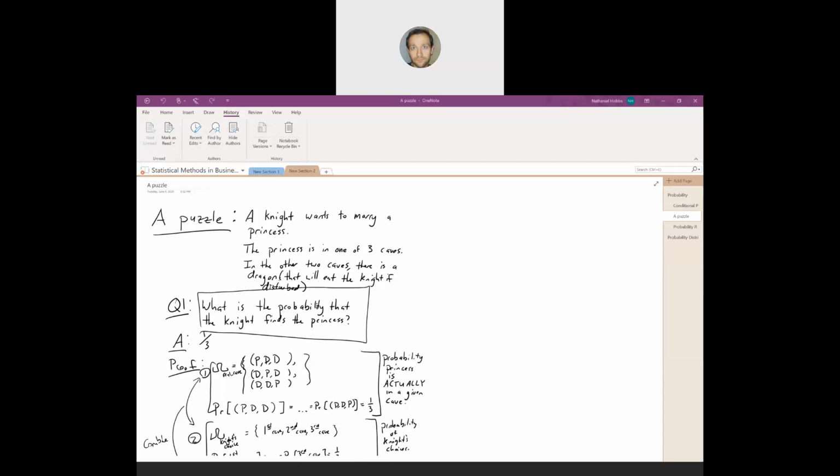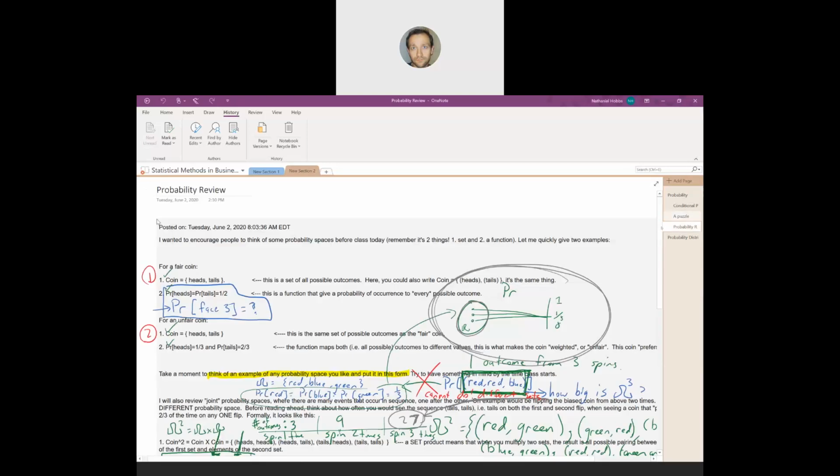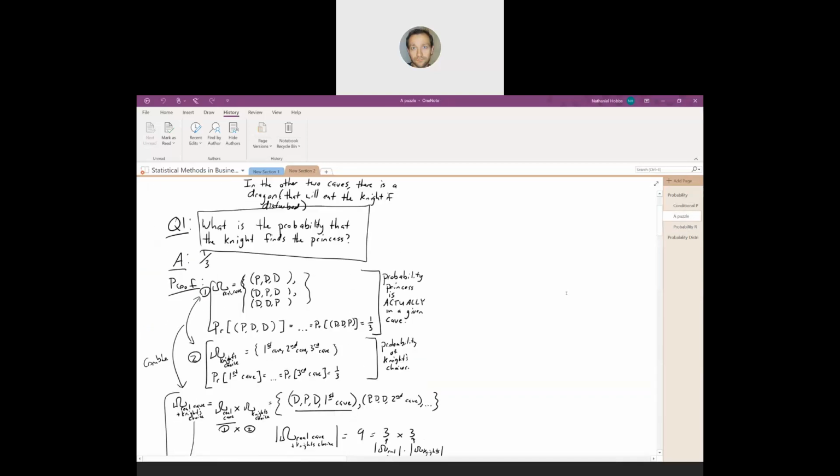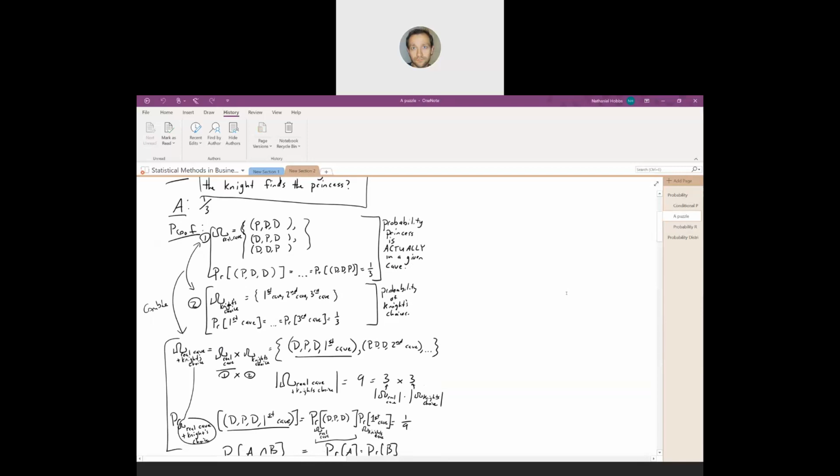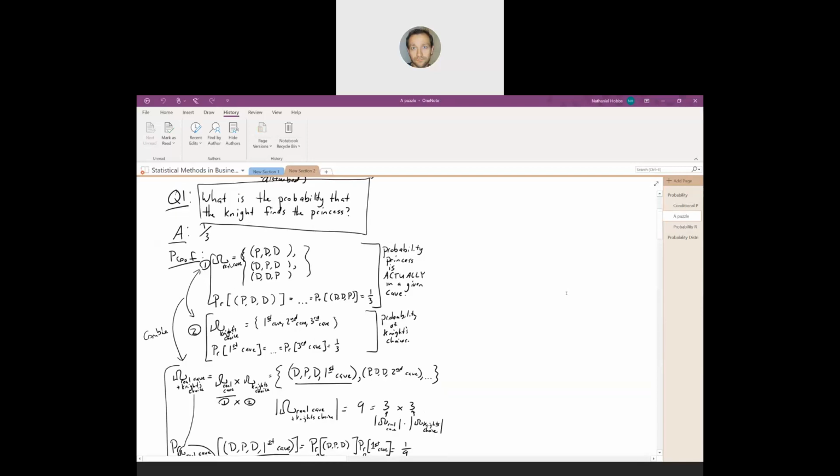But what's the probability that he succeeds? 1/3. It's good to note that he fails with a 2/3 probability, but there's not much more to say in this example than that. So we came to this answer very quickly. The probability that he finds the princess is 1/3.